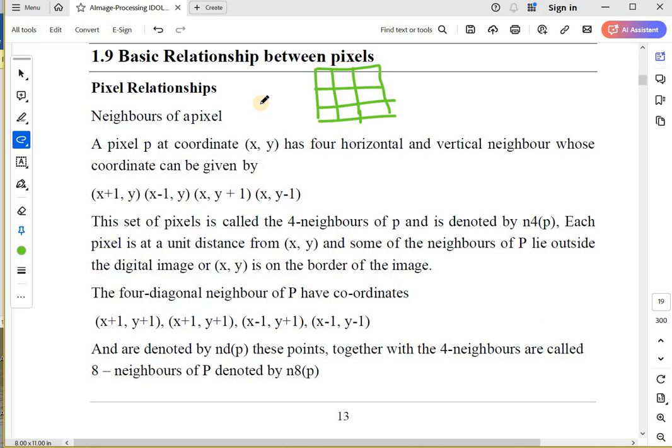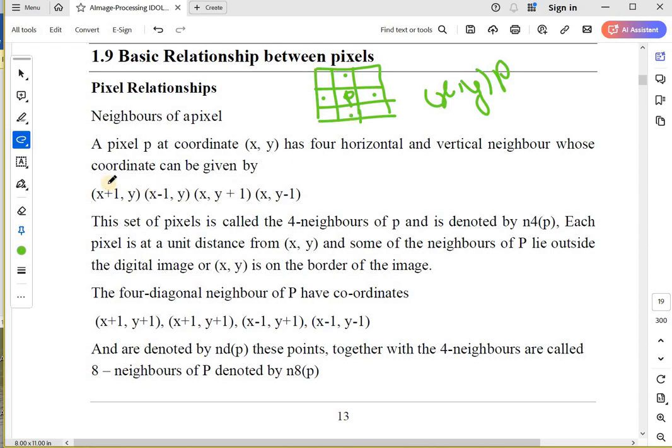the pixel. Okay? So if I consider this as point P, this dot is nothing but a pixel P, whose coordinates are x, y. This point P is given to you by coordinates x, y. Now this point P has 4 neighbors. 2 are horizontal and 2 are vertical. Okay? So 1, 2, 3 and 4.